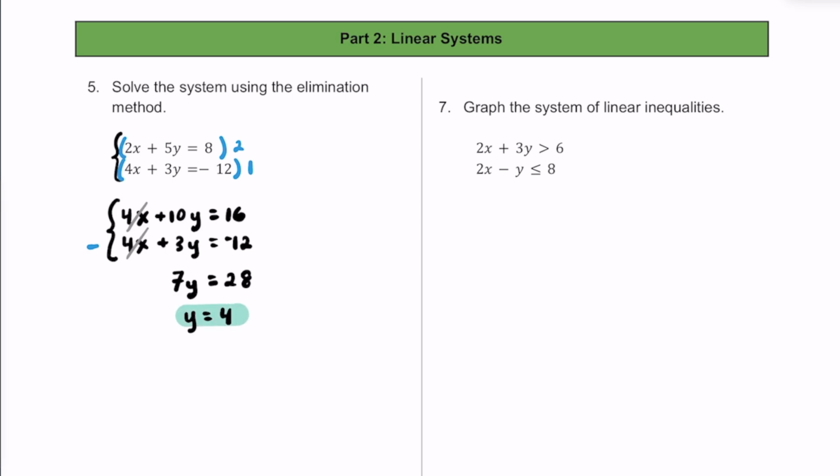So let's go ahead and take this y is equal to 4. Let's go ahead and just substitute that in. You can choose either equation. For me, I'm going to substitute into the top equation because it looks like there's just less negatives and some smaller numbers there.